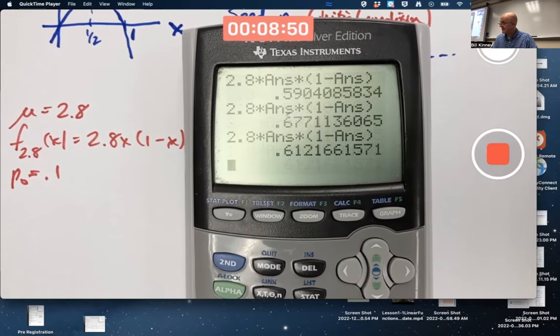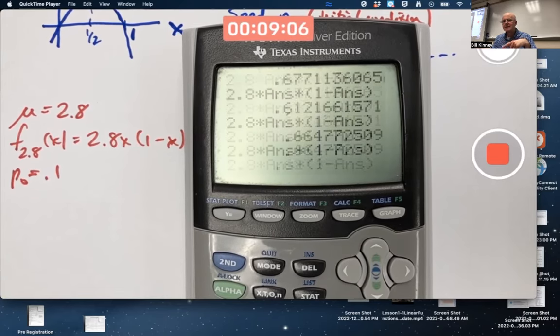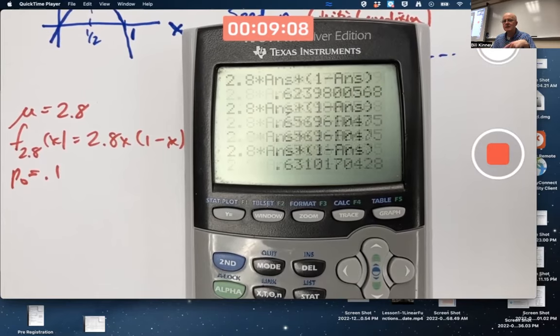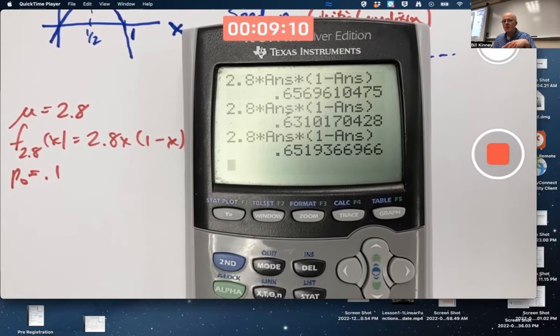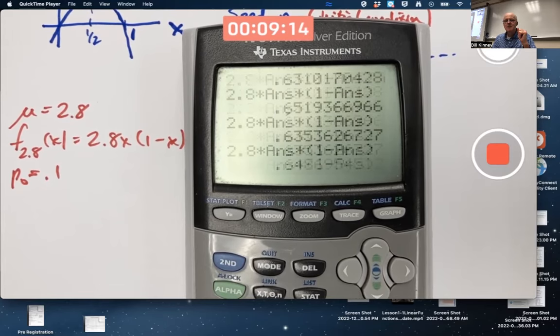What do we observe? We see a sequence, P0, P1, P2, P3, P4, etc., that is bouncing back and forth. It's not monotone. But look at these numbers. They are getting closer and closer together. We're up to around 10 iterations now. Keep going, we could count them.